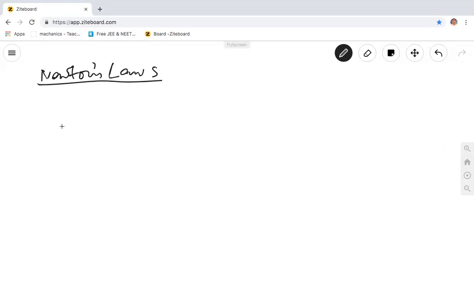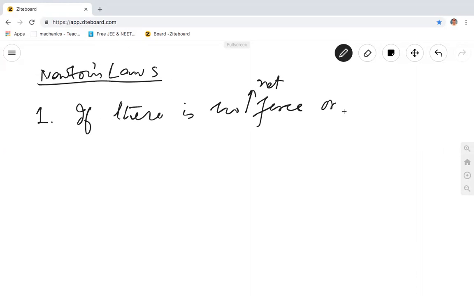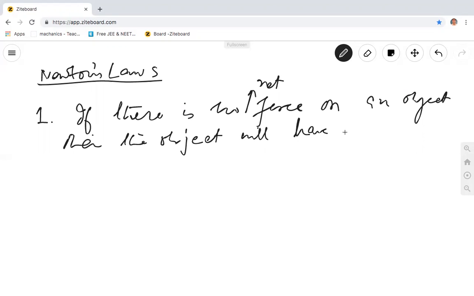Newton's laws. Okay. First, Newton's law. If there is no net force on an object, then the object will have constant velocity.